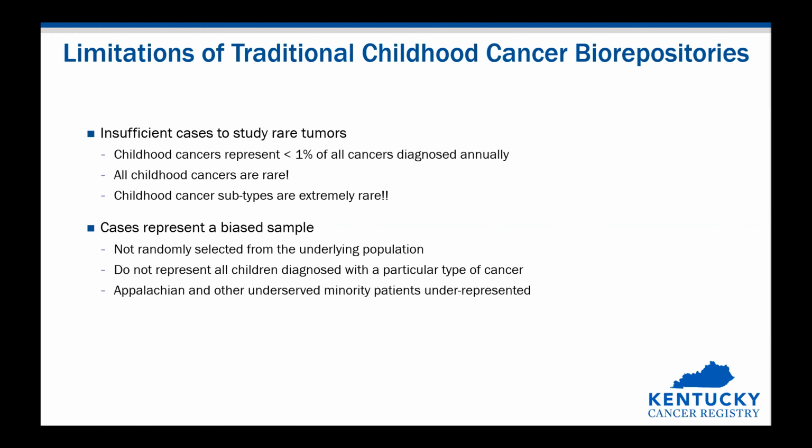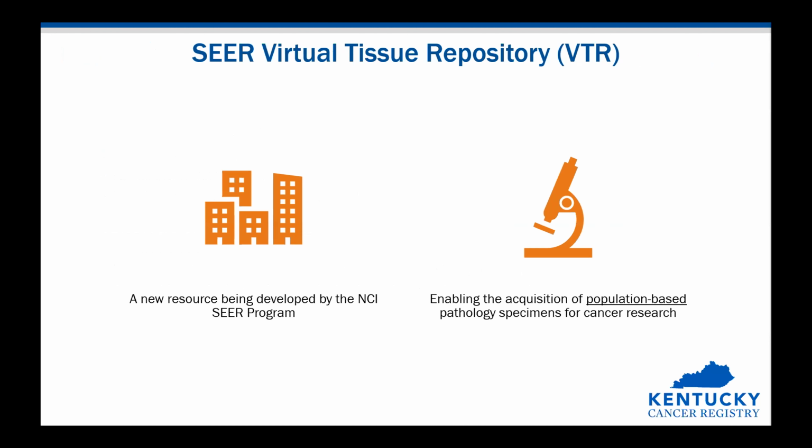there was no source that we could go to obtain a sufficient number of cases that were representative of the Appalachian population of Kentucky. Cases in existing biorepositories tend to represent a biased sample because it's kids that are primarily going to academic medical centers for their treatment. And as a result, nothing was available that would represent our particular population. So how did we overcome this particular challenge?